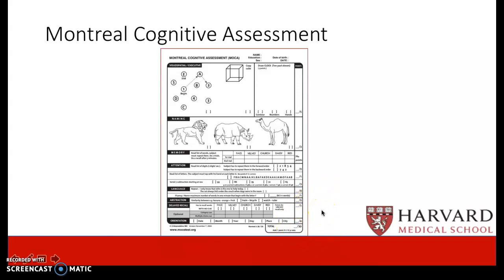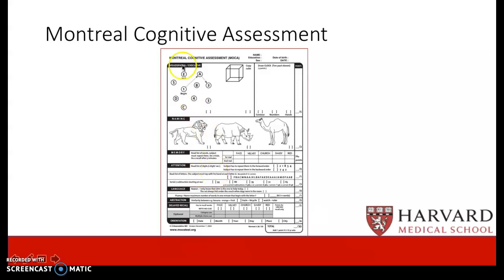Anything 26 and above is normal. Anything below 26 means that you have either mild cognitive impairment, which does not mean that you have dementia, but it shows that you have some issues. And anything less than 22 out of 30 says that you probably have some kind of issue with your cognition.